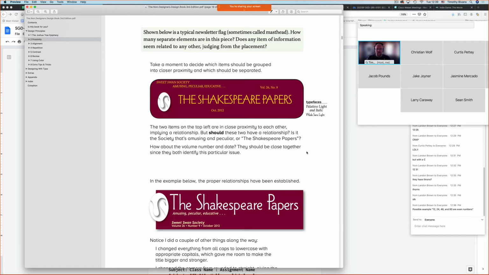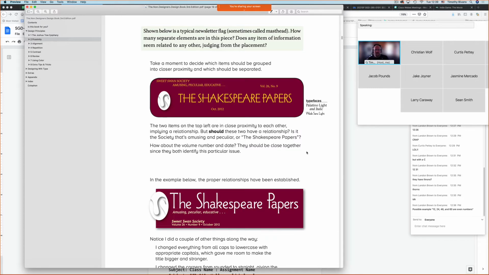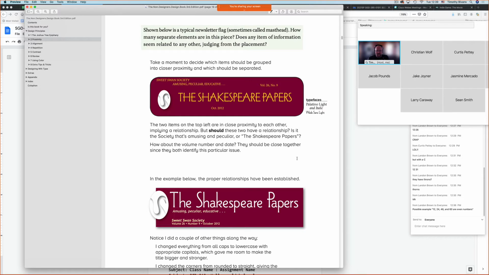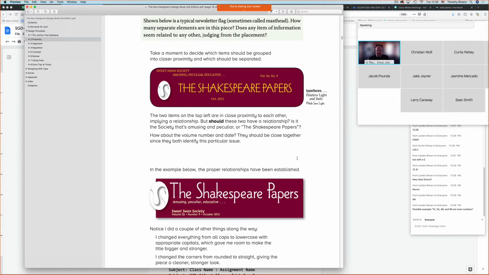All right. So here's a typical newsletter flag, sometimes called the masthead. Many separate items. Does any information seem related to each other, judging from the placement? All right. So we got these two items up here, kind of hanging out. Then we got this volume number, and then we got a date down here, and then we got the name of it. It seems kind of chaotic. Maybe not the best overall, right?